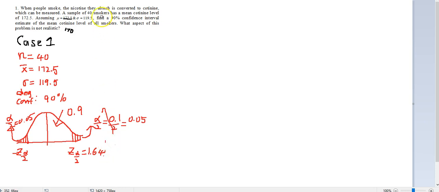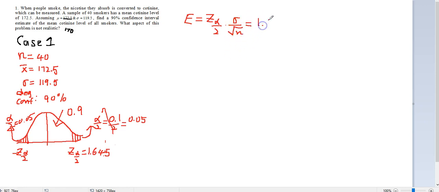Okay, so that will be 1.645. Okay, now we need to find what we call the margin of error, right? So the margin of error here is going to be the z alpha over 2 times sigma over square root of n. So let's just plug in.